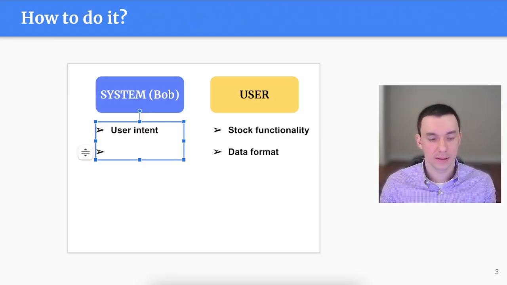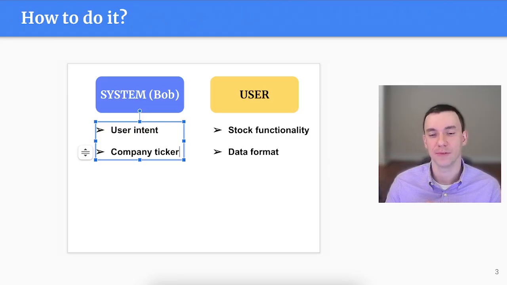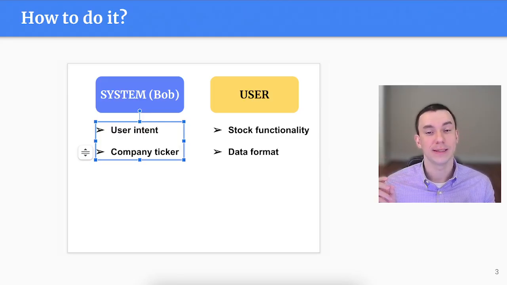And the second thing is, he needs to know the company ticker. The ticker is the letter abbreviation that they use in financial markets. That's the format that he needs the data in. So I cannot come in and say, I want to look up the stock price of Facebook, and spell out the word Facebook.